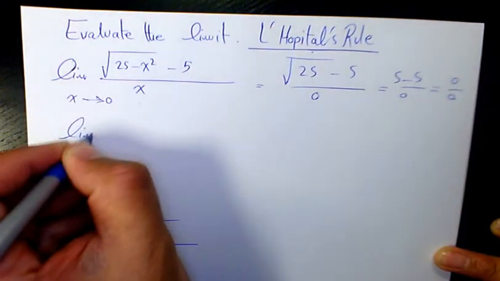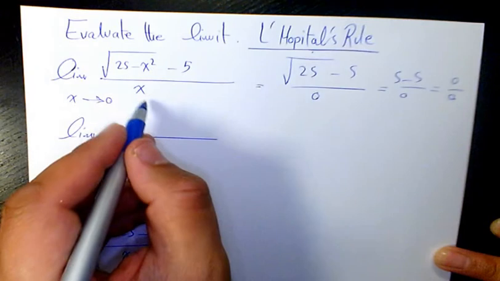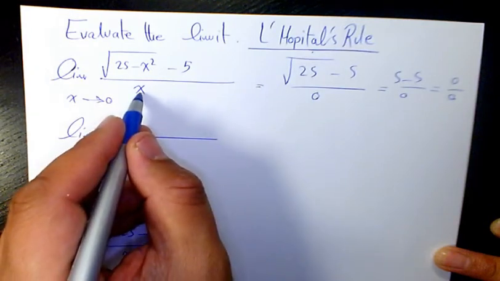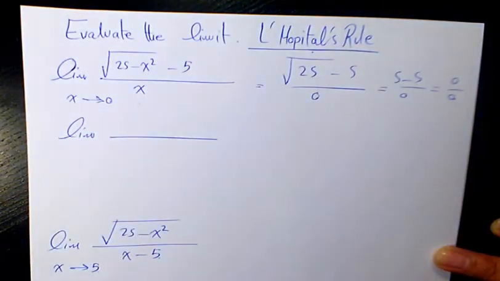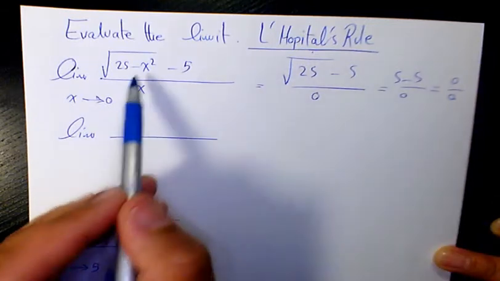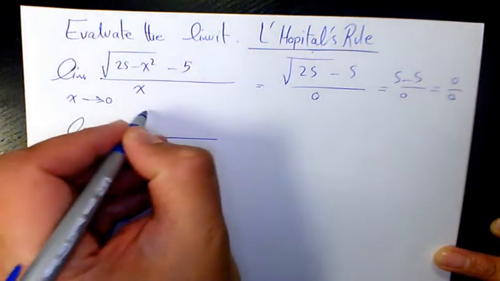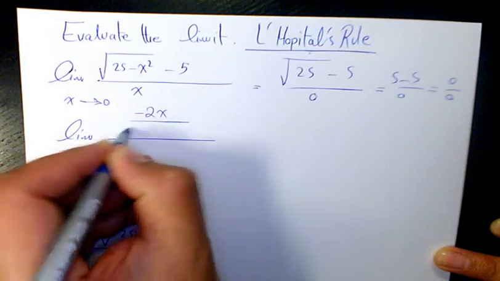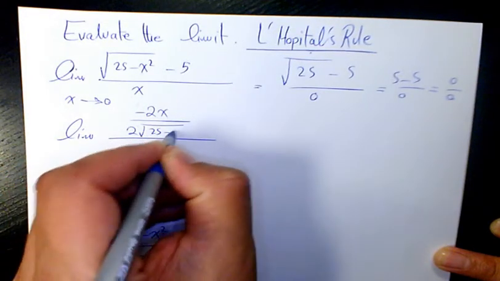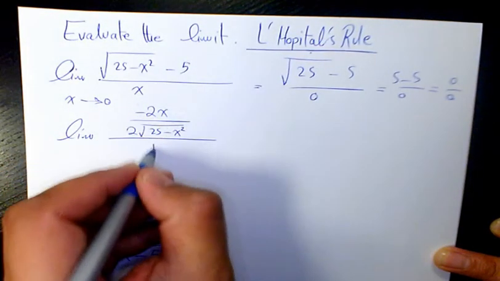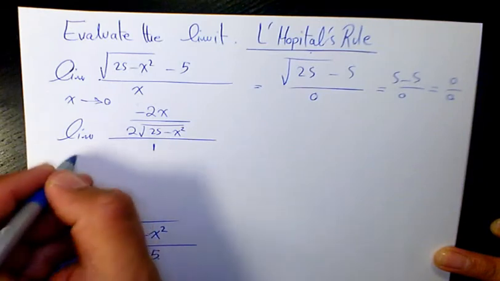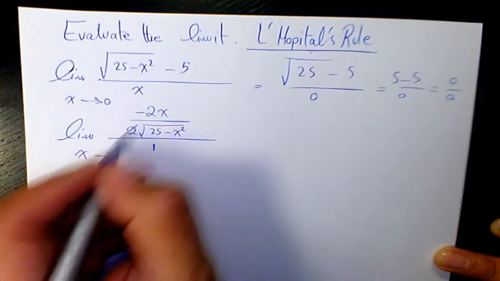It means that we need to find the derivative of the numerator divided by the derivative of the denominator. That's how we use L'Hopital's rule. The derivative of this part is going to be negative 2x over 2 root 25 minus x squared, divided by the derivative of the denominator, which is 1. The 2 and 2 cancel out.